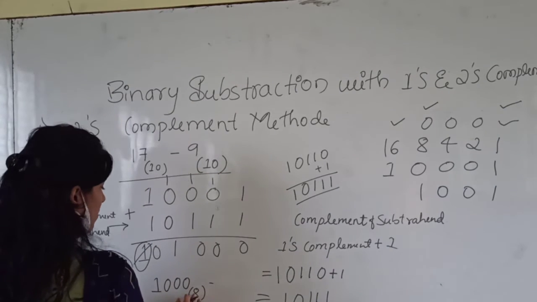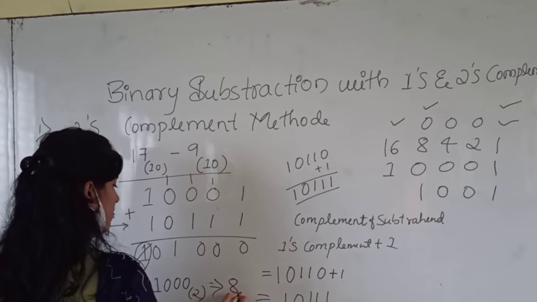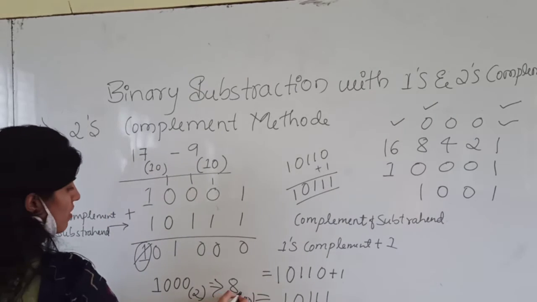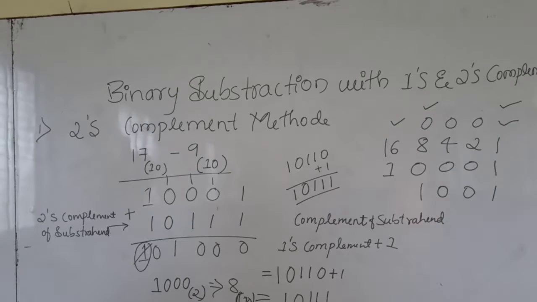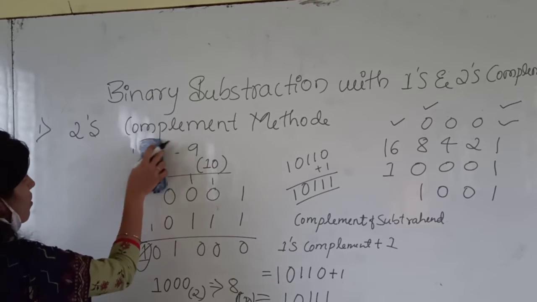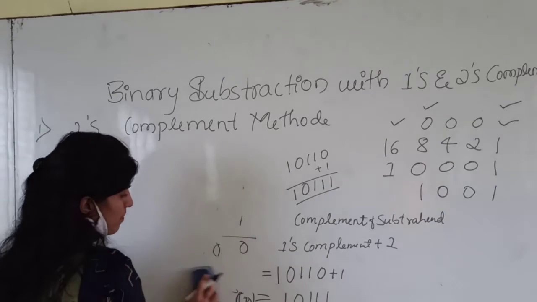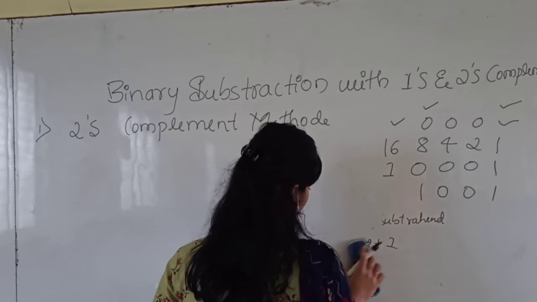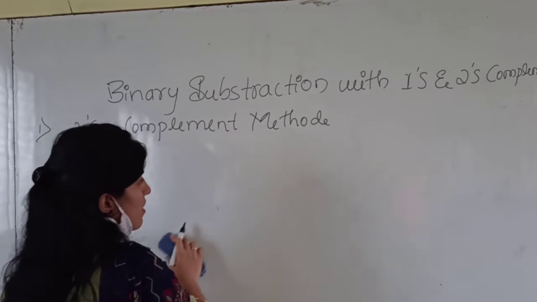This equivalent becomes 8. Hence 17 minus 9 becomes 8. This is our correct binary equivalent for this subtraction. Get it? That is how the 2's complement method is used for binary subtraction when the minuend is greater than the subtrahend. And the second case is when the minuend is less than the subtrahend.